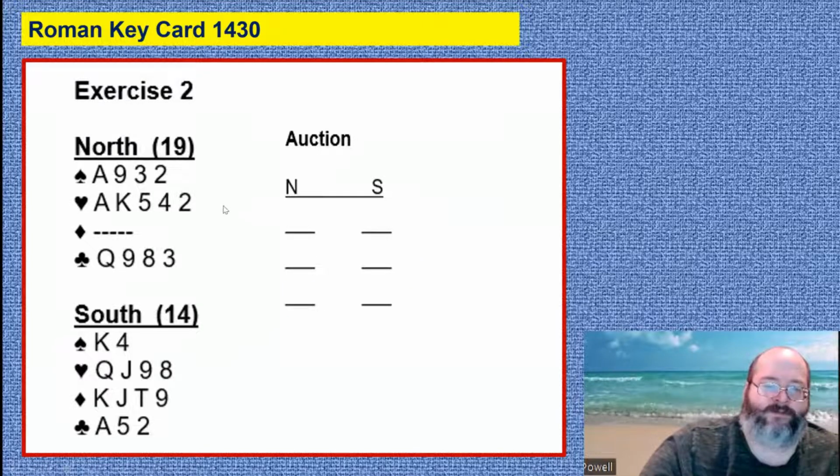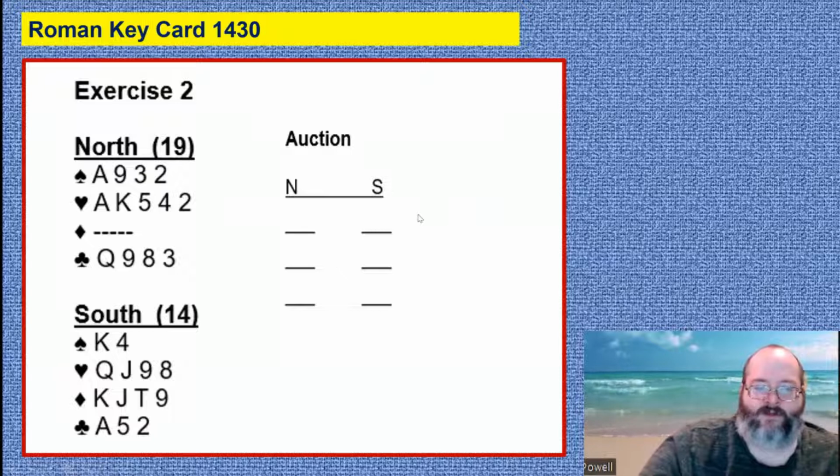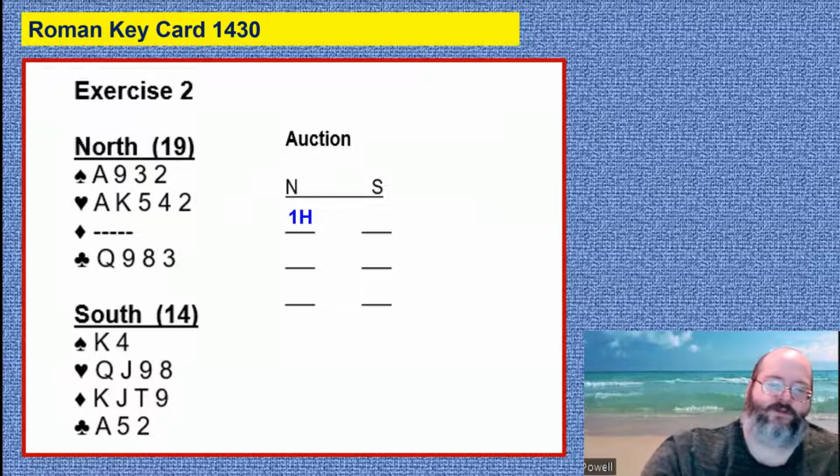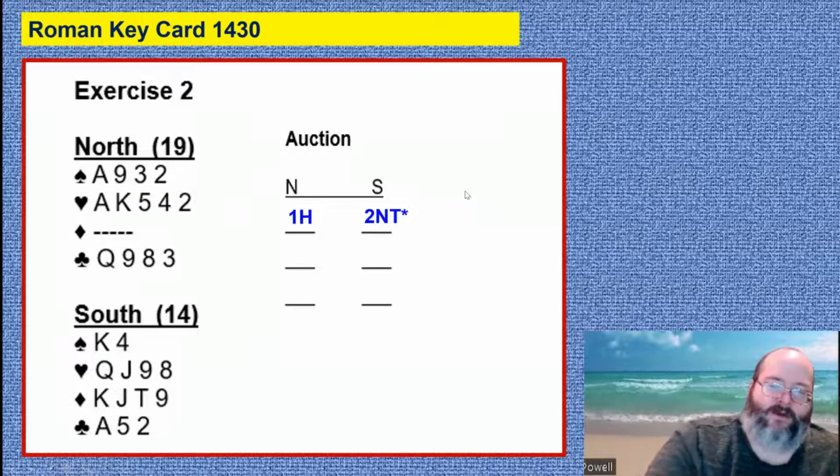So number 2 here, North, 19 points, good hand, opens a heart. North doesn't have 19 points. That's a misprint. North has 13 points, right? I'll get that corrected on your sheet. 1 heart, south. You have 4 card heart support, 14 points, right? 2 no trump, North.